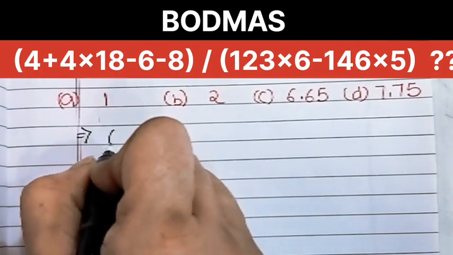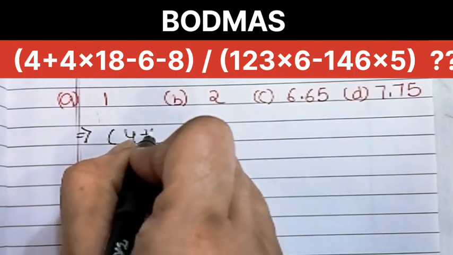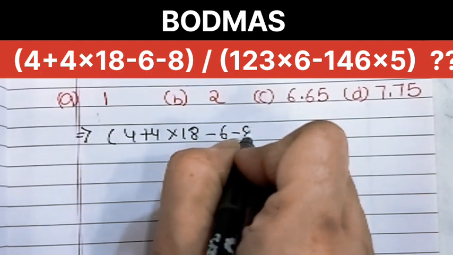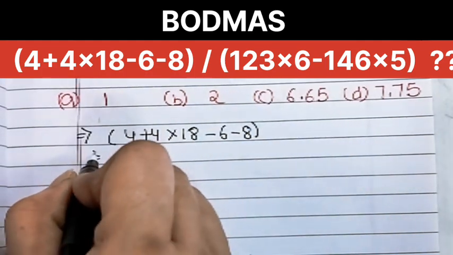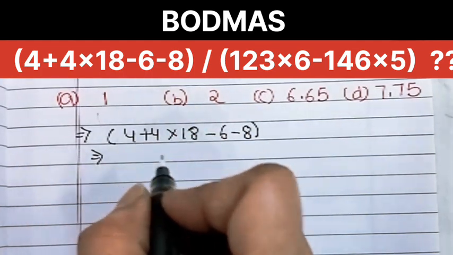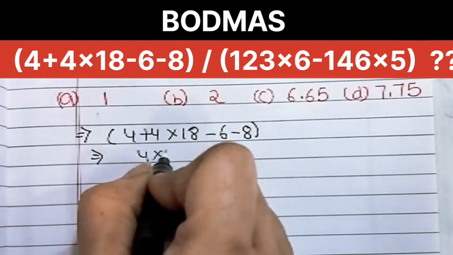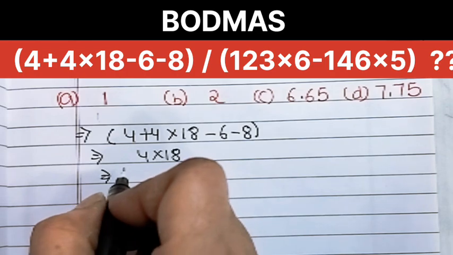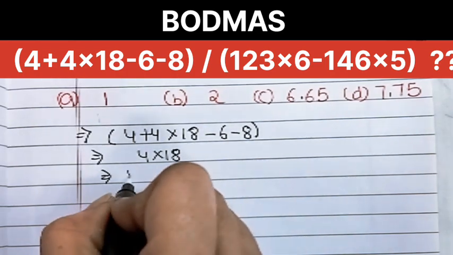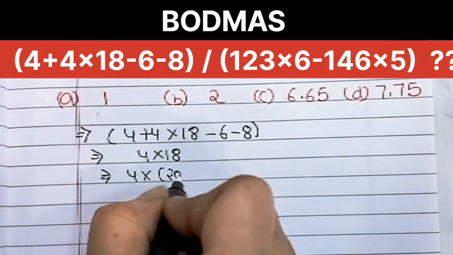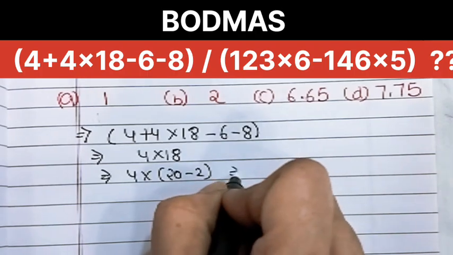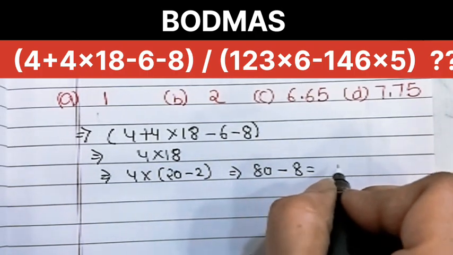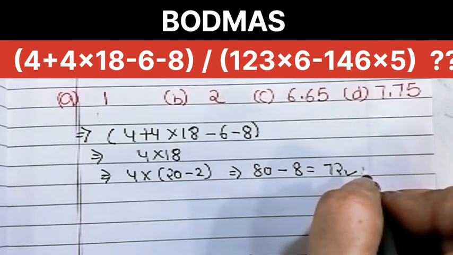So, the expression of the numerator part is 4 plus 4 multiply 18 minus 6 and then minus 8. Now, first we solve the multiplication part. First solve 4 into 18. Now you can use a trick. Think of it as 4 multiply 20 minus 2. So simply 4 into 20 is 80 and 4 into 2 is 8. Now we'll subtract and we'll get the answer 72.